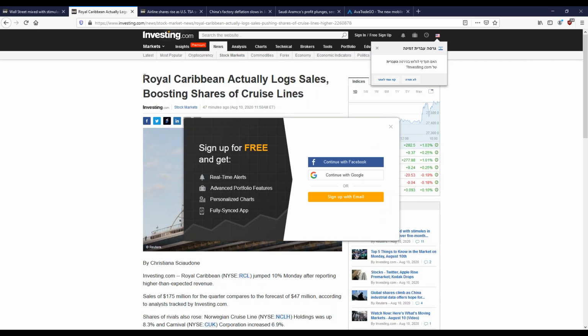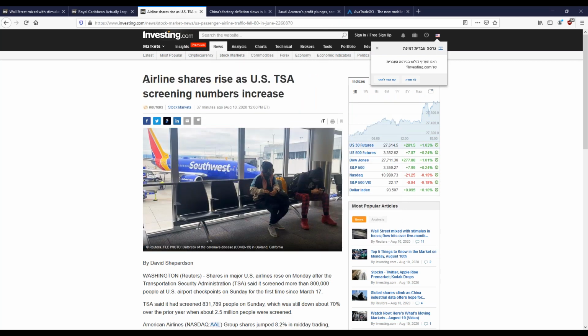And then some positive numbers for Royal Caribbean. They're actually logging some sales, which is boosting the shares of cruise lines. Some positive numbers for the airline industry. In the US, the TSA, that's the group that does the screening of passengers before they can enter, the security folks in the airports in the US, their screening numbers went up by a lot more than anticipated, meaning more people are flying than thought. And so that helped Boeing and some other airline stocks go up. So the airline industry was boosted, and that helped some of the major indices today.